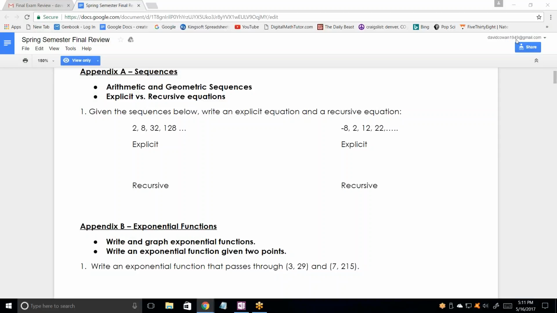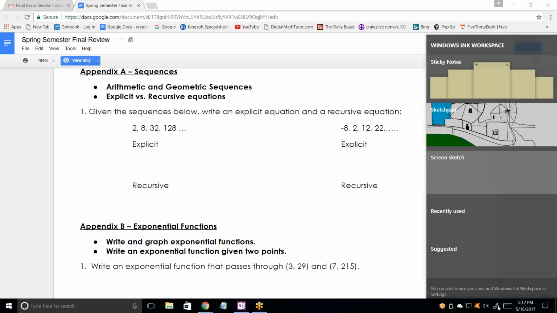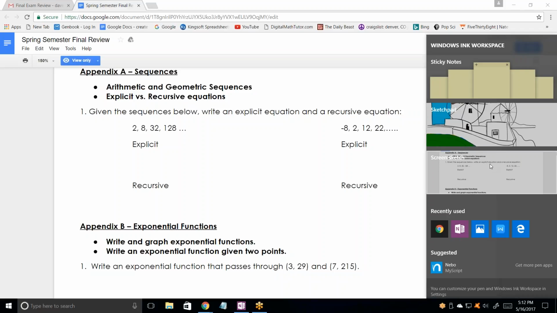Where do you want to start? It doesn't matter to me. Yeah. At the top is usually a pretty good place.